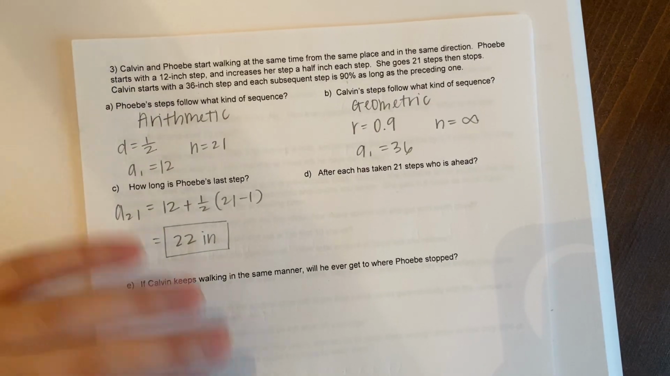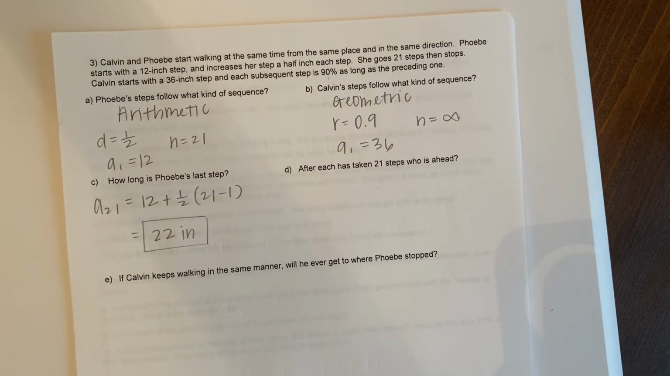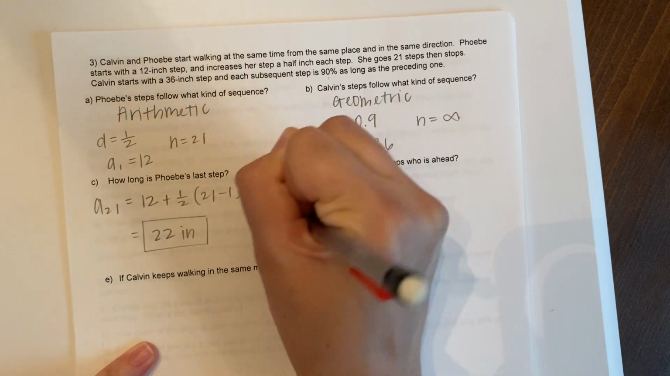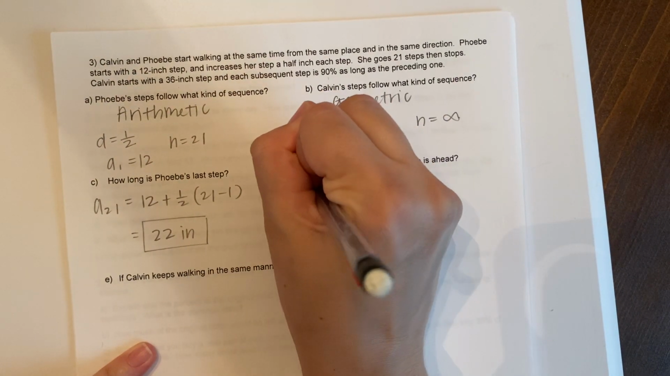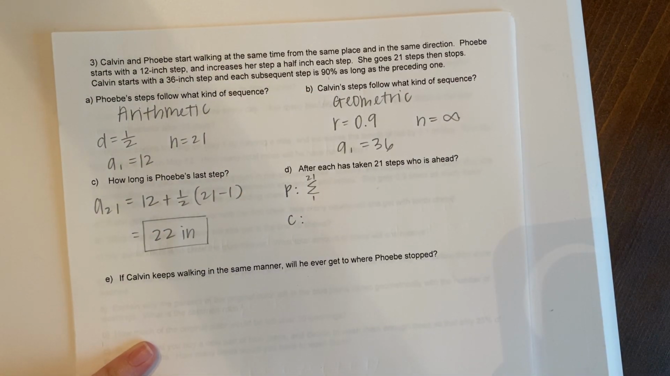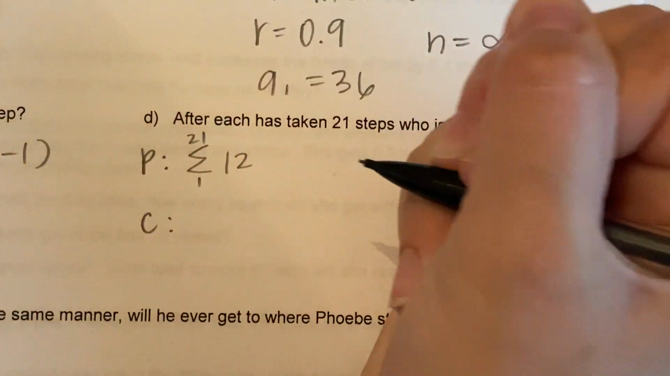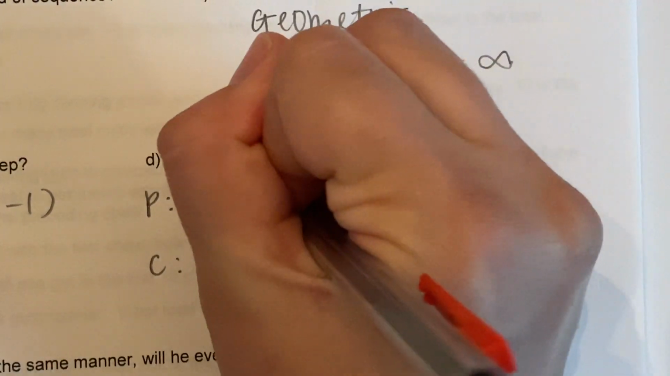After each has taken 21 steps, who's ahead? Okay, so I need to find the total length after 21 steps. So I'm gonna do that summation. Let's do one for Phoebe and one for Calvin. Okay, so Phoebe, from her first step to her 21st step, hers is an arithmetic sequence. So I'm gonna use the arithmetic formula, basically what I did here, but just subbing an X right there.